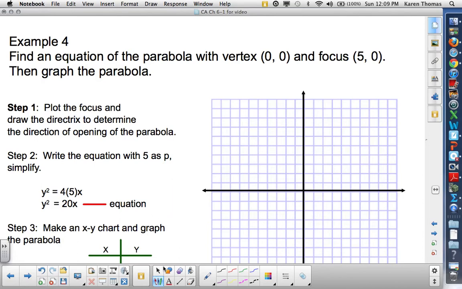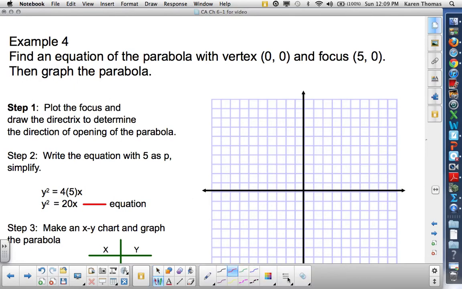Here's another one. We are going to graph it, but we're given the vertex and the focus, and then we have to graph the parabola. The first thing we want to do is graph the vertex and the focus, and also graph the directrix to determine the direction, the opening of the parabola.